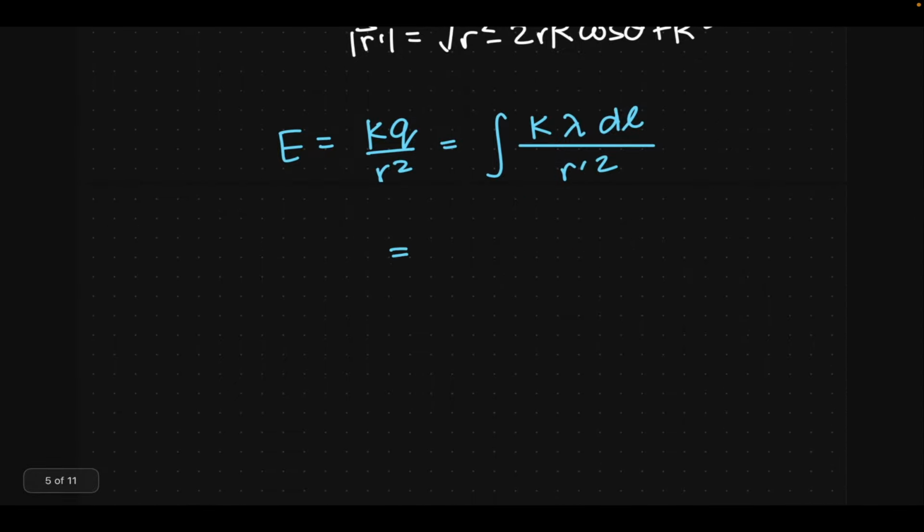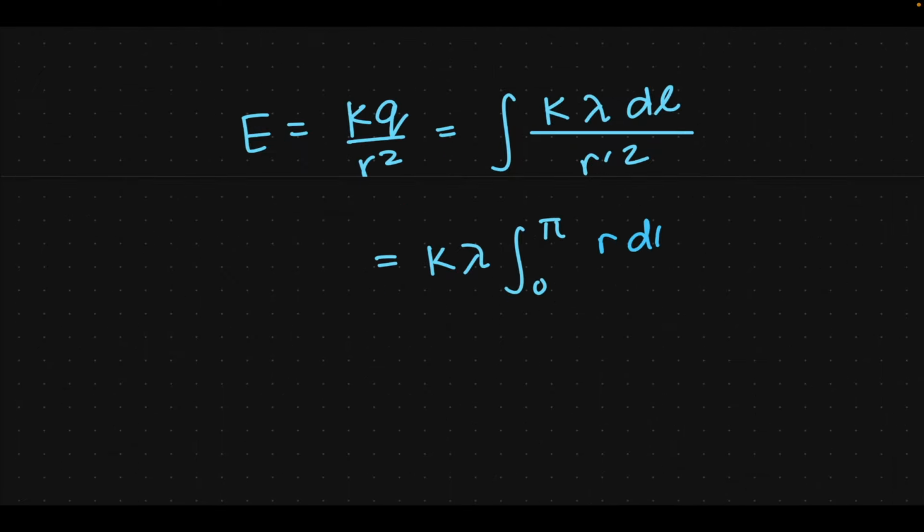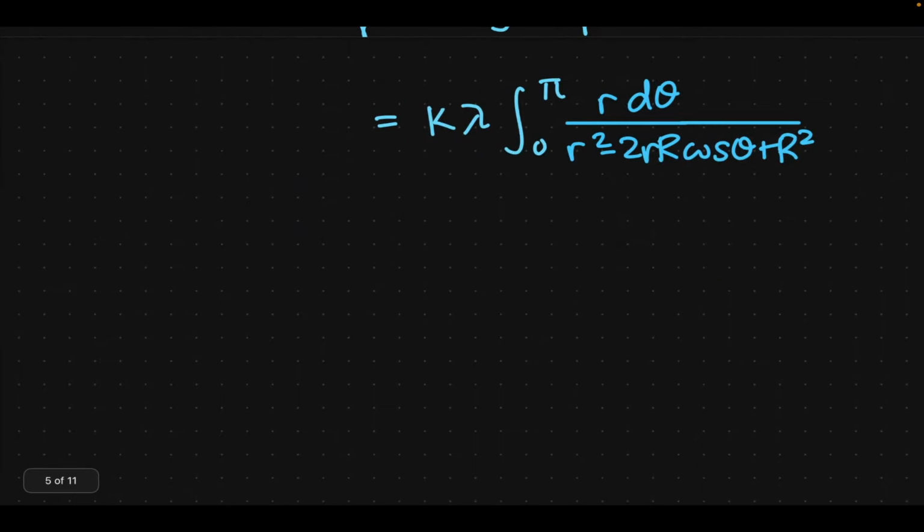Now we just have to set up the integral. So we have k lambda, our constants come out. Integral from 0 to pi, divided by, now r prime squared is just, we remove the square root. So we have R squared minus 2rR cos theta plus r squared. And now this is very simple. This is very much like the integral we had before.